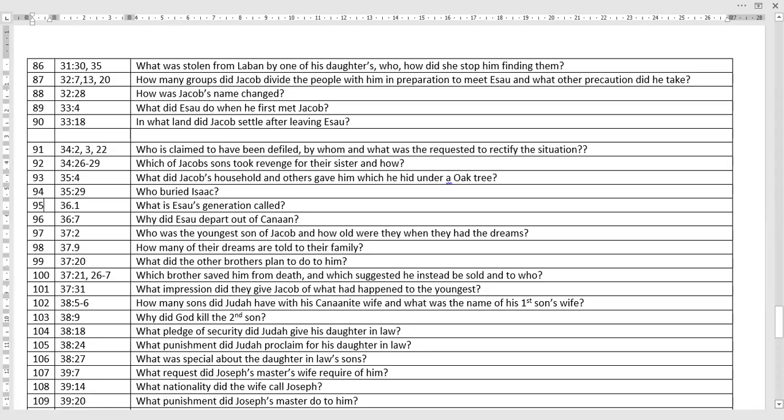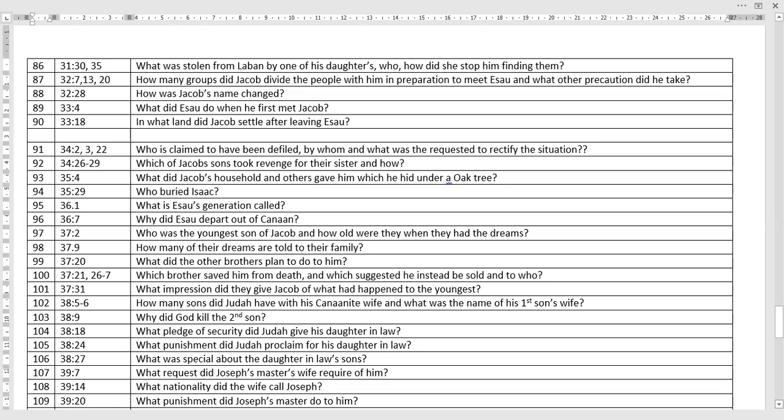What is Esau's generation called? They call them Edomites, Genesis 36, verse 1. Question 96. Why did Esau depart out of Canaan? Go to 36, verse 7. For their riches were more than that they might dwell together, and the land wherein they were strangers could not bear them because of their cattle. Same as Lot and Abraham. So I see a lot of repetition here, calling your wife your sister, and famine and so forth.